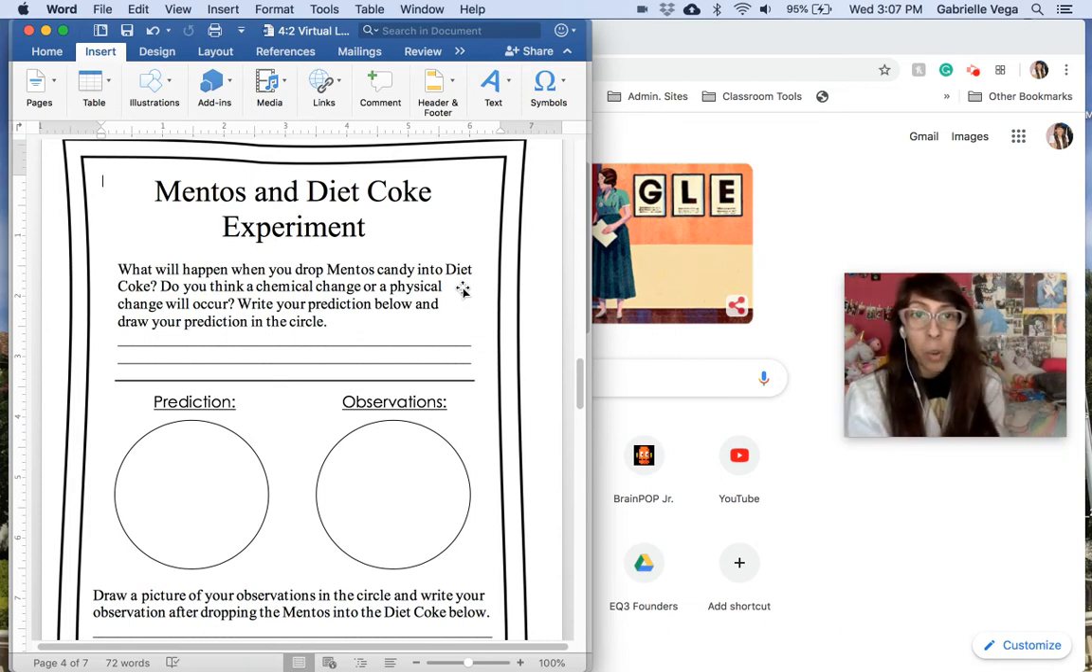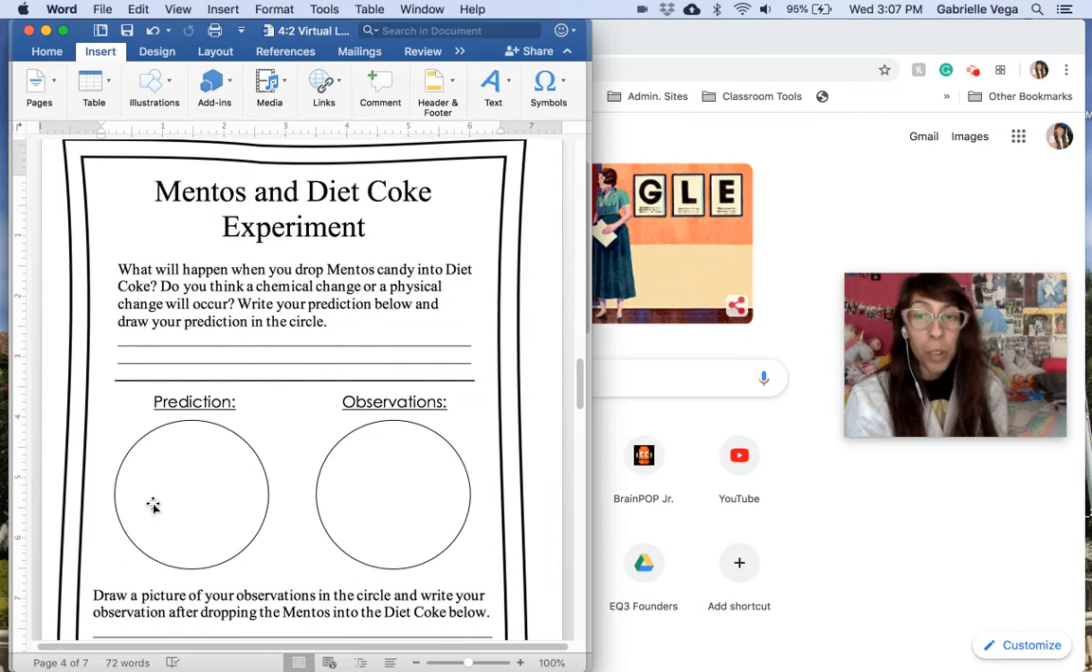And then our worksheet, as you could see here, we have our Mentos and Diet Coke experiment, and we want to think about what will happen when you drop the Mentos candy into Diet Coke. And we're going to think about if a chemical change is going to happen or if a physical change is going to happen. We're going to write a prediction on the lines here and draw a picture as well.